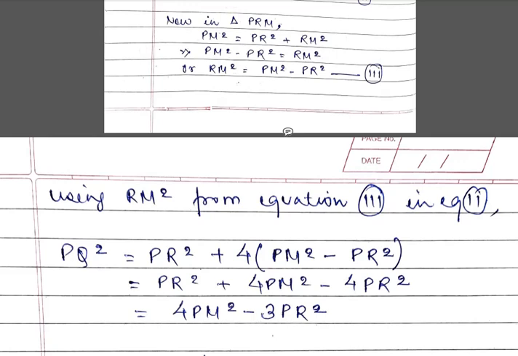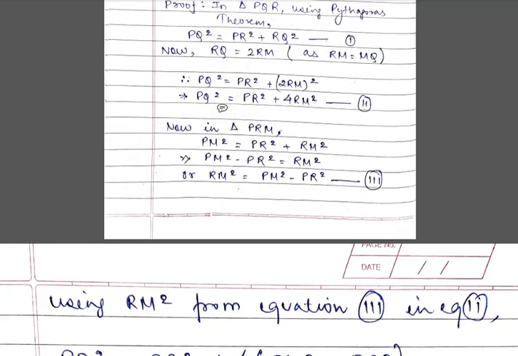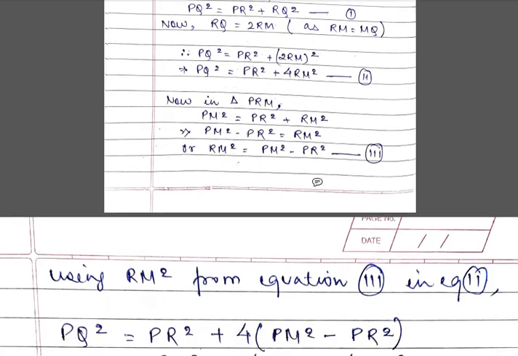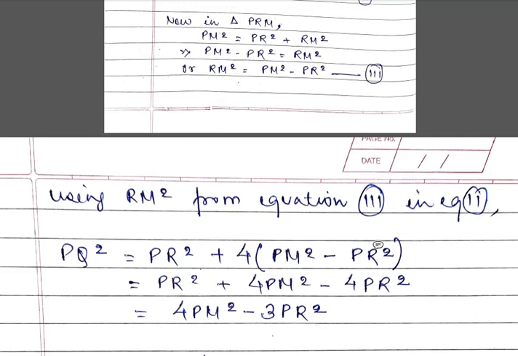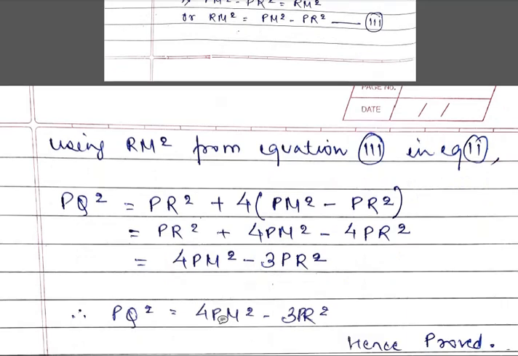So when I equate both of them, see RM square is here. And you have also got RM square in equation number 2. So from 2, where 4 RM square is, in place of RM square we will substitute this whole value PM square minus PR square. So PQ square is PR square plus 4 into the new value of RM square that we got, we are putting here. When I do that, I open up the bracket. PR square minus 4PR square. PR minus 4PR is 3PR. So this becomes minus 3PR and this is 4PM square. This is what was required to prove and we have been able to prove it.